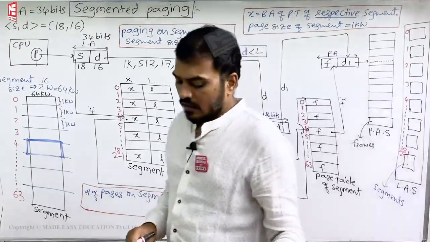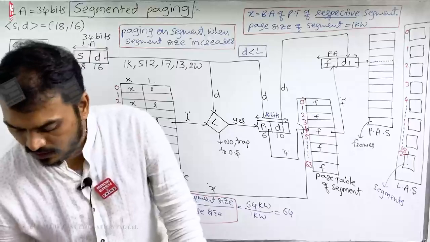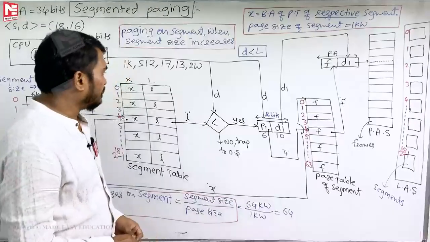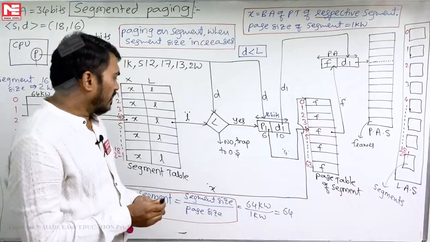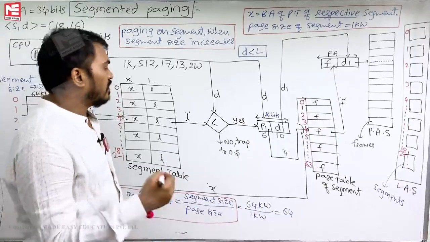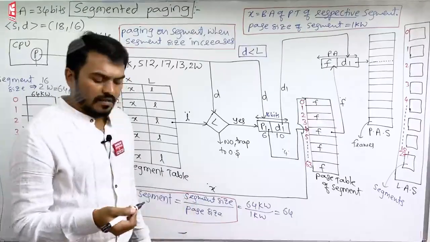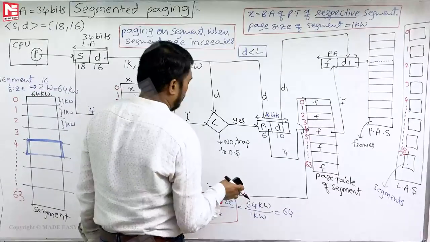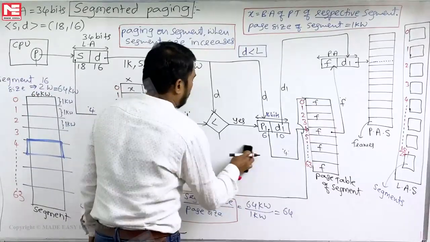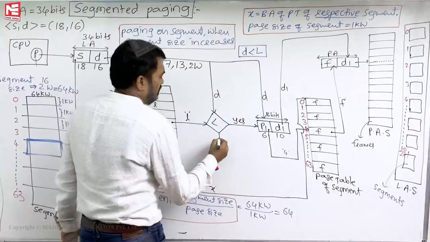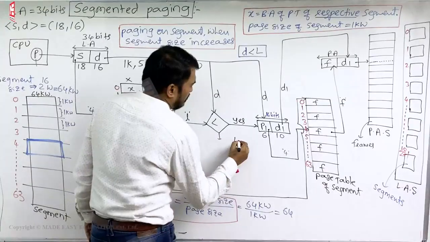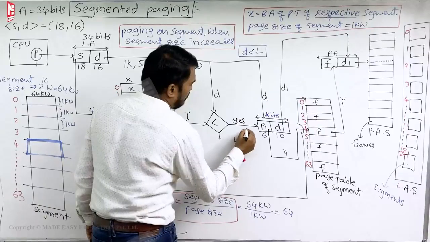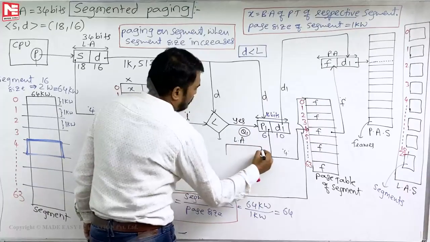Right. So let's see the solution to the problem. The first question is asking what? Logical address. Length of logical address. So I'm just writing here, using this space. Listen here. The first question is asking logical address. Question number 1. I don't have sufficient space.